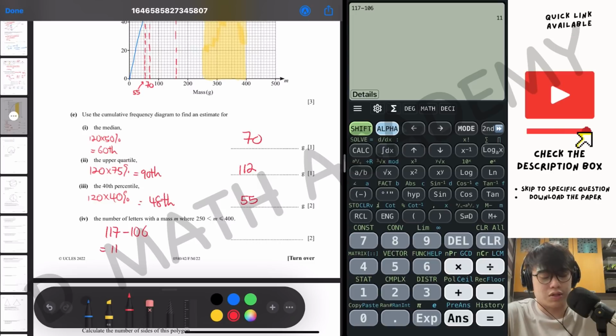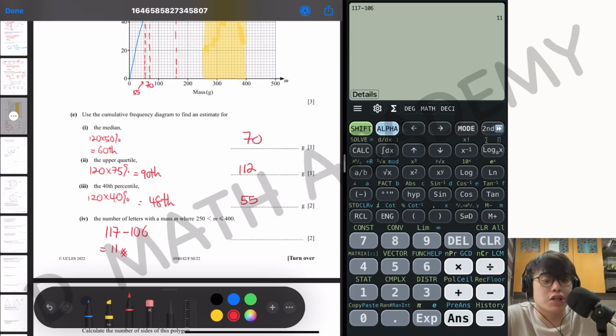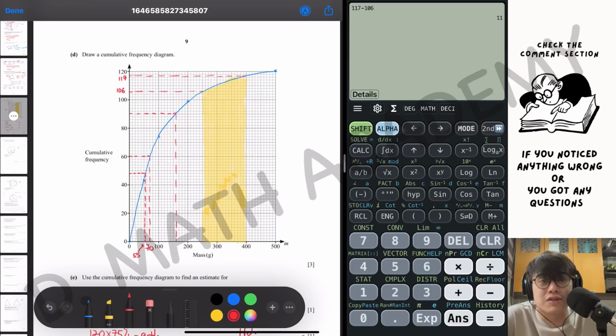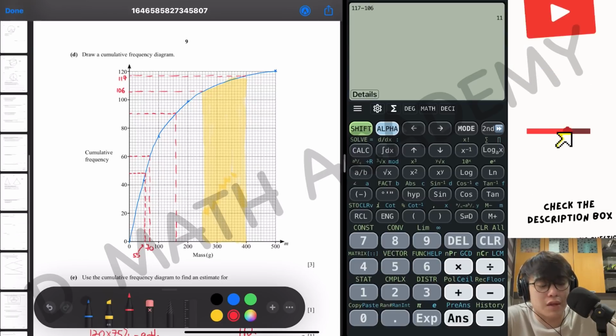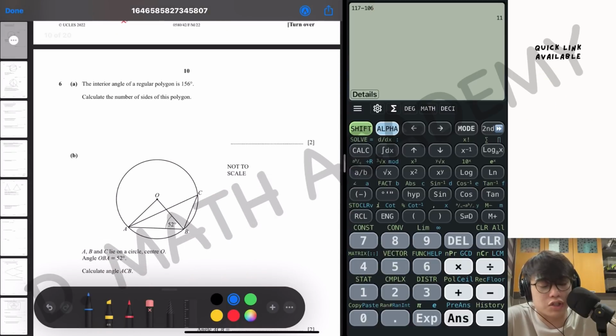So this is my answer here, but kindly take note, your answers will change based on the graph that you have drawn. So if your graph is not exactly the same as mine, plus minus 1 or 2, it's fine. Okay, there will be an acceptable range in your marking scheme. So don't worry about it. Let's move on to the next question.